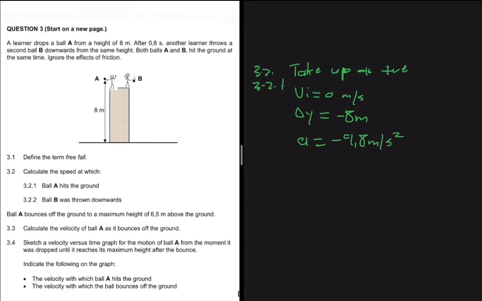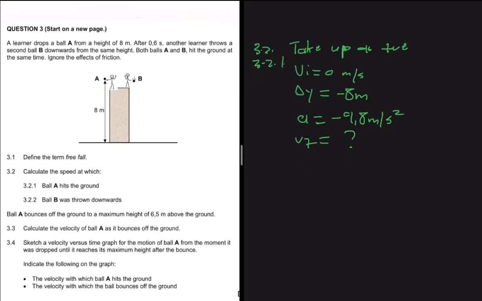And then what we're looking for is VF, right? So now we have these 4 variables. Which equation can we use to find VF? It will be easy to see that VF squared is equal to VI squared plus 2a delta y, right? We are governed by the information we have and nothing else. So VF squared is going to be equal to 0 squared plus 2 multiplied by minus 9.8 multiplied by delta y, which is minus 8.